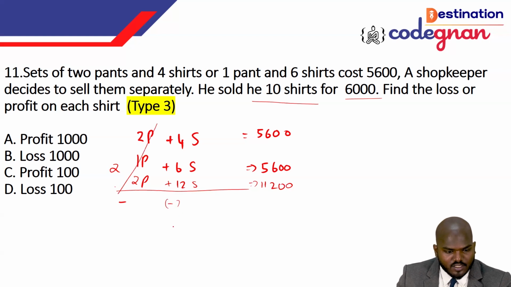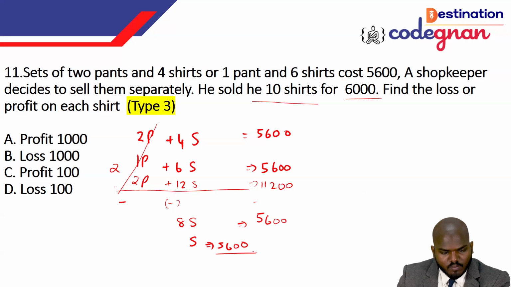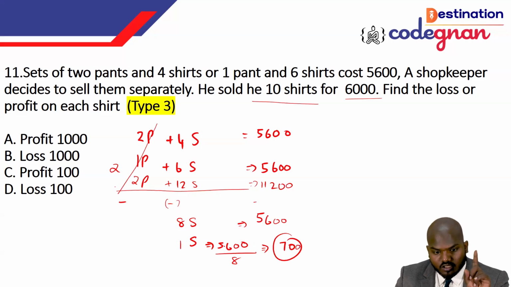Okay, so what you will get, if you put the minus here, this will totally get cancelled. If you put the minus here, this will give you the value 8. Yes. And if you put the minus here, that will give you again the value 5600. Okay, that is 8 shirts is equal to 5600 rupees. That is 1 shirt is equal to 5600 by 8, you will get the value 700. So then you can call that the one shirt cost price, one shirt cost price is equal to 700.